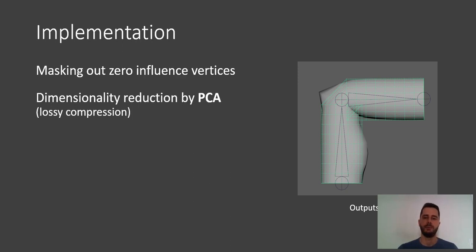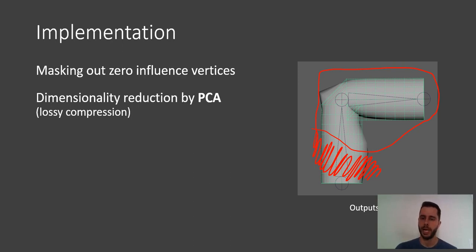So what they did is they masked out zero influence vertices. So for example, let's say this joint only deforms these guys right here. Then you would mask out the whole model, everything but this. That's really common sense, but you should do it. And then they use a technique for dimensionality reduction called PCA. If you don't know what PCA is, I really recommend you looking into this. I'm not going to go into it in this video, but it's a really nice statistical technique for dimensionality reduction. And dimensionality reduction is nothing but kind of like a lossy compression. So you have a method for reducing the amount of data you need, but you lose some precision, but it could be a good trade-off. Okay.